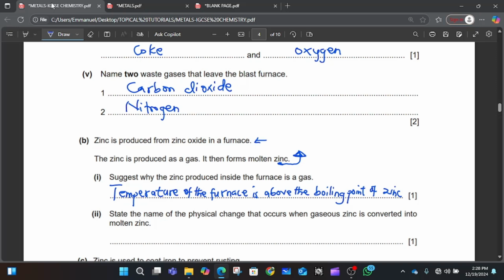II. State the name of the physical change that occurs when gaseous zinc is converted into molten zinc. So for a gas to be converted into a liquid, molten means liquid zinc. That process is called condensation.